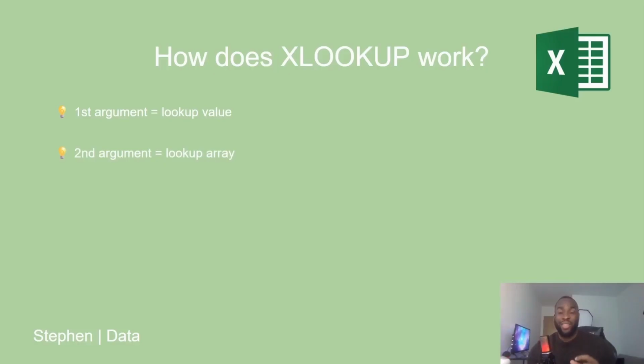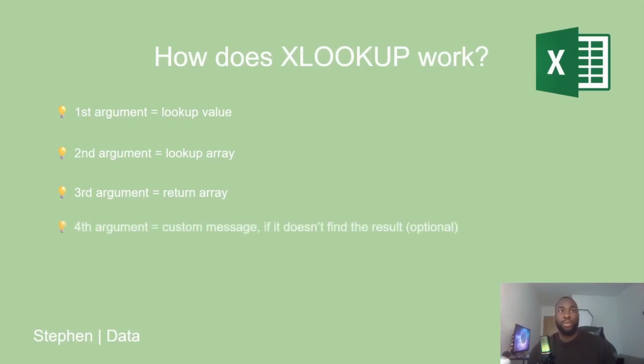The second argument is the lookup array. So where should we find the value? That's where you specify the row or column it should look in. The third argument is the return array. So what row or column contains the answer? That's where you specify where the results are found.